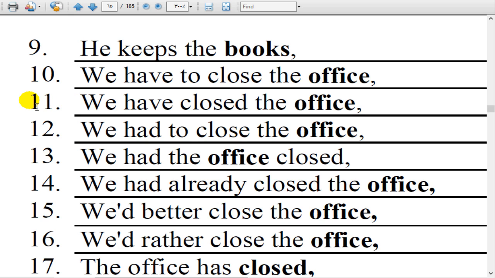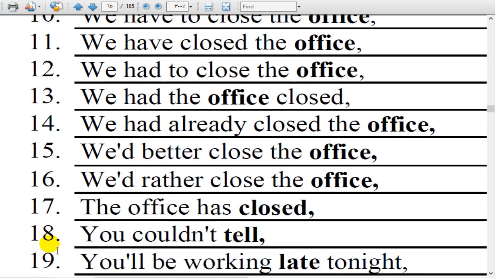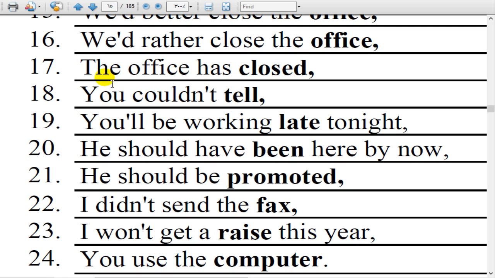11. We've closed the office, haven't we? 12. We had to close the office, didn't we? 13. We had the office closed, didn't we? 14. We'd already closed the office, hadn't we? 15. We'd better close the office, hadn't we? 16. We'd rather close the office, wouldn't we? 17. The office is closed, hasn't it? 18. You couldn't tell, could you?